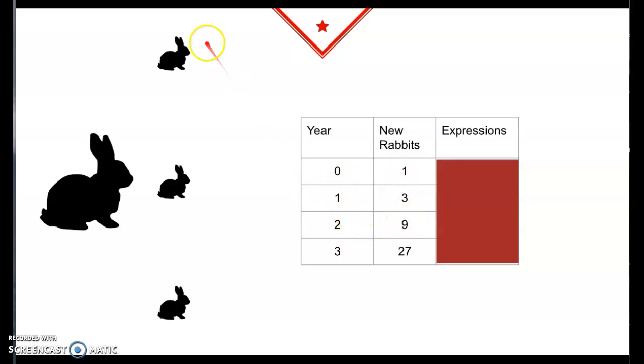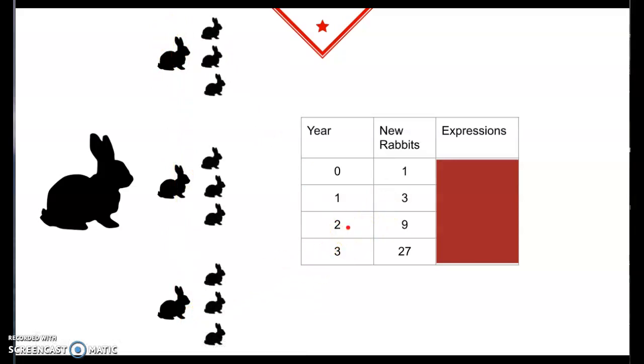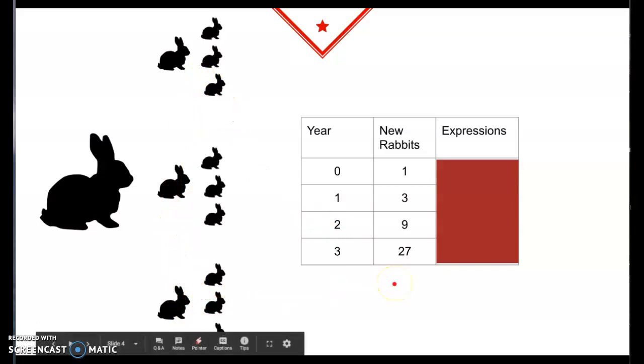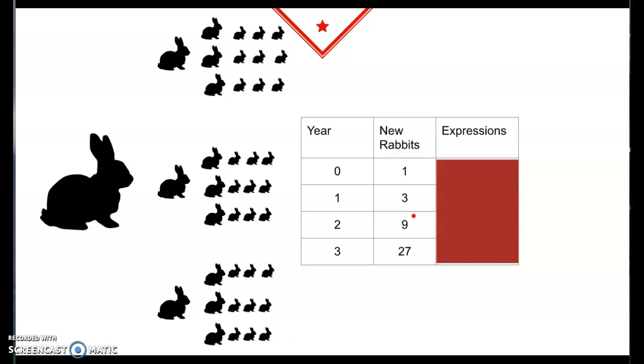The next year, so this would be considered the second year, that next generation, each of those 3 rabbits gives birth to 3 rabbits. So now, for that new generation of new rabbits, we have 9 rabbits. And then each of those 9 rabbits, the next year, gives birth to 3 rabbits. So now the new set of rabbits would be 27 for that generation. That's not the total number of rabbits, that's just the brand new baby rabbits of that generation.